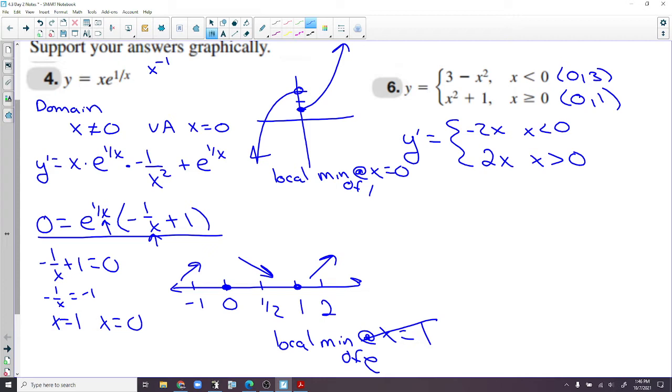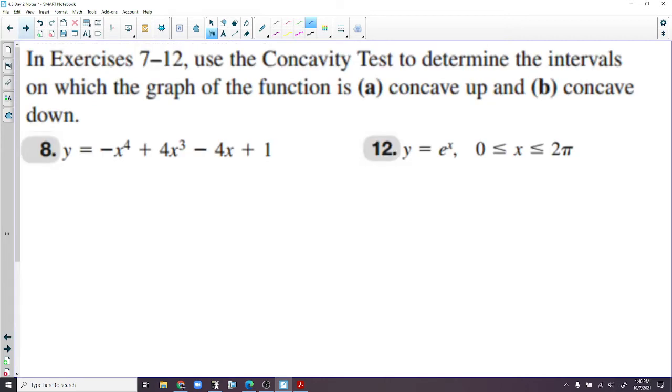All right, couple tricky ones. Number 8's a little more straightforward in what they're asking. Use the concavity test to determine the intervals on which the graph of the function is concave up and concave down. So let's get the first derivative. Plus 12x squared minus 4. Second derivative is negative 12x squared plus 24x.